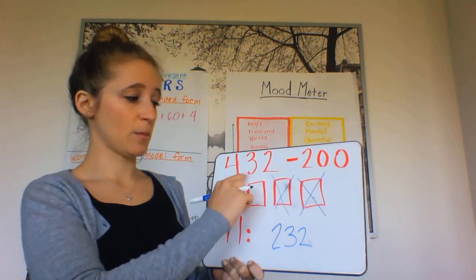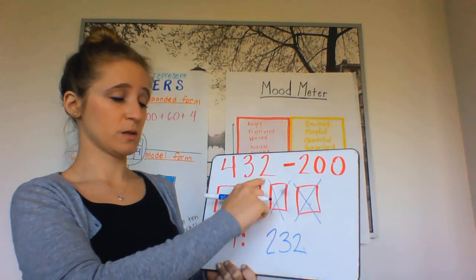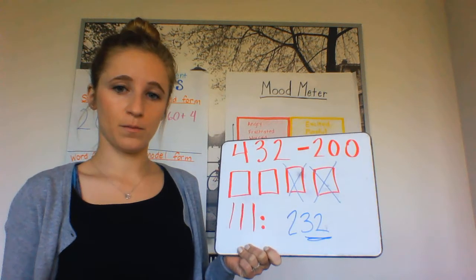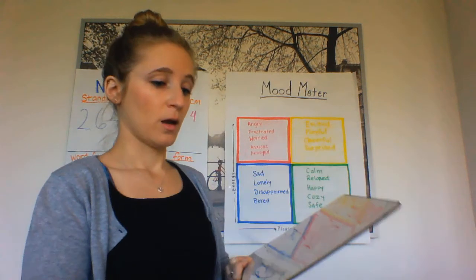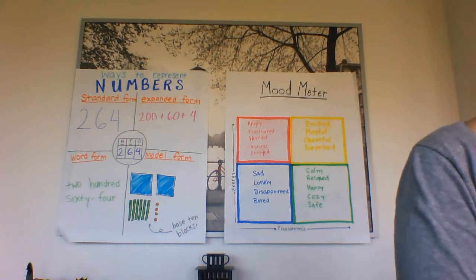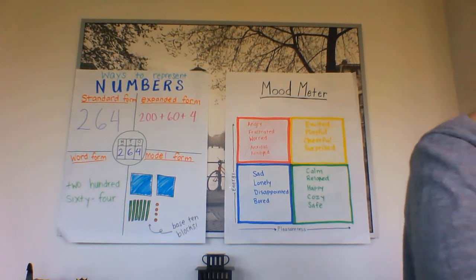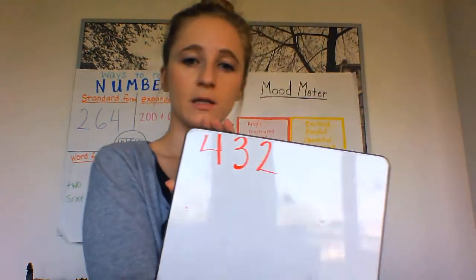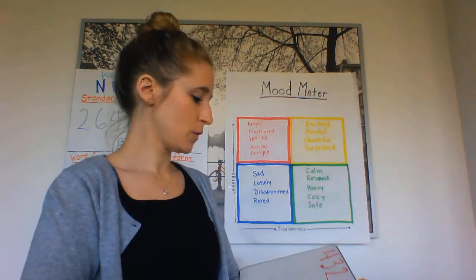You might have noticed that when I subtracted hundreds, there's a 0 in the tens place and a 0 in the ones place. So that means the tens place and the ones place didn't change. They stayed the same in our new number. Okay, next we're going to try subtracting tens. We're going to stick with that same number, 432.